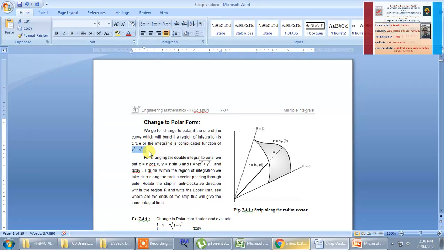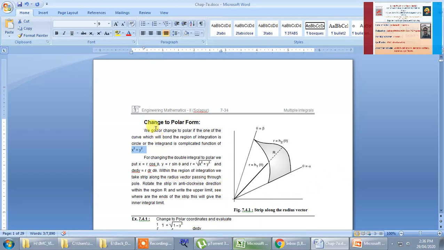Now you know that in Cartesian double integration we had two strips, that is a strip parallel to x-axis and a strip parallel to y-axis. The strip parallel to x-axis, that is the horizontal strip, will move from bottom to top, whereas the strip parallel to y-axis, that is the vertical strip, will move from left to right.